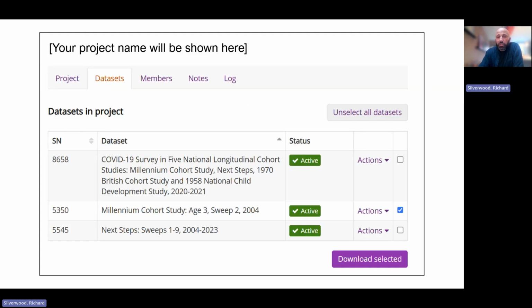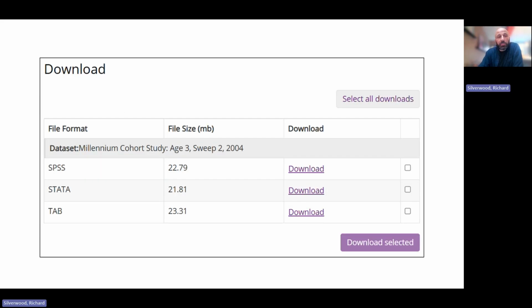When we then go back to the project page, we should see that it's magically gone green to show that we've done everything that we need to do. We can select it and click download, and then we go to the download page. From the download page, we can select our file format of choice, click download selected, and that's it. We will have the data available to analyze locally.